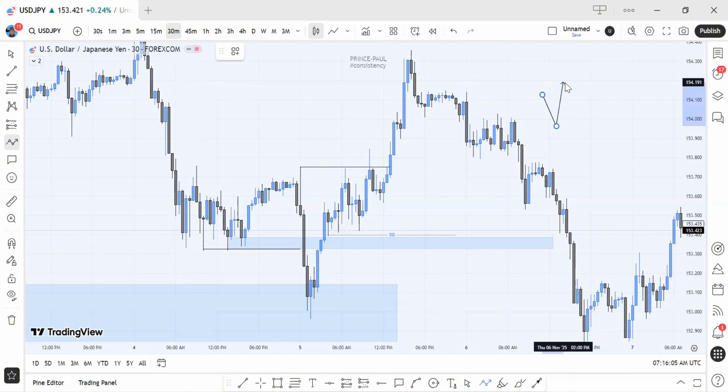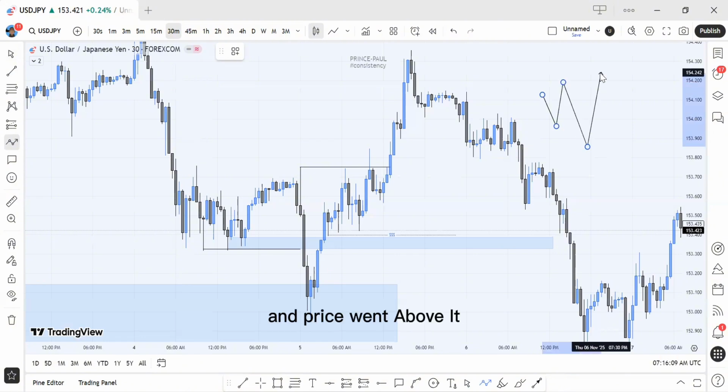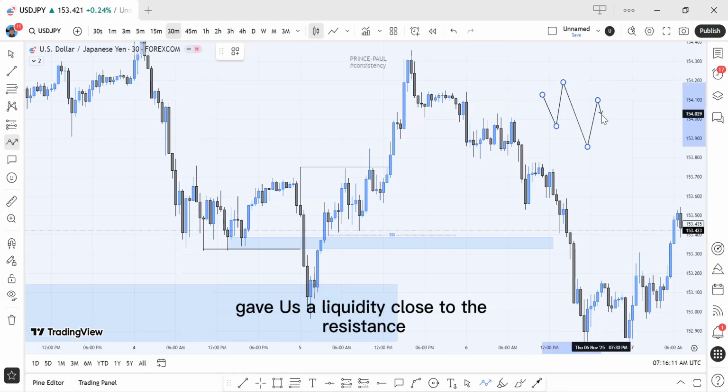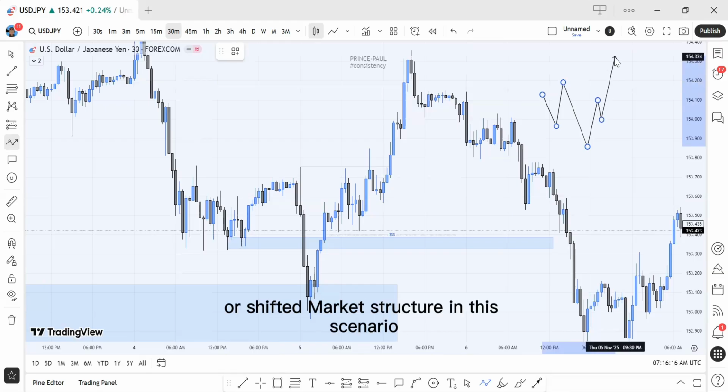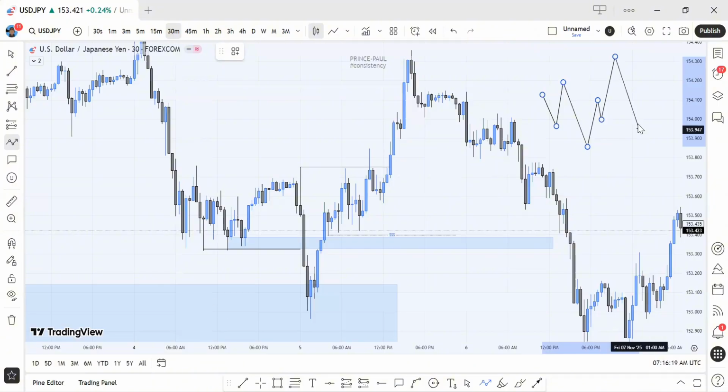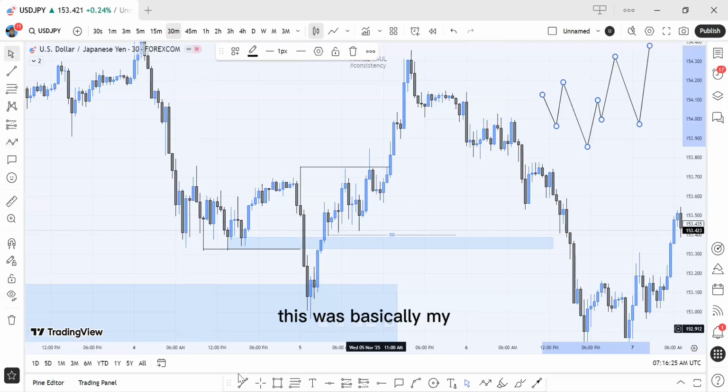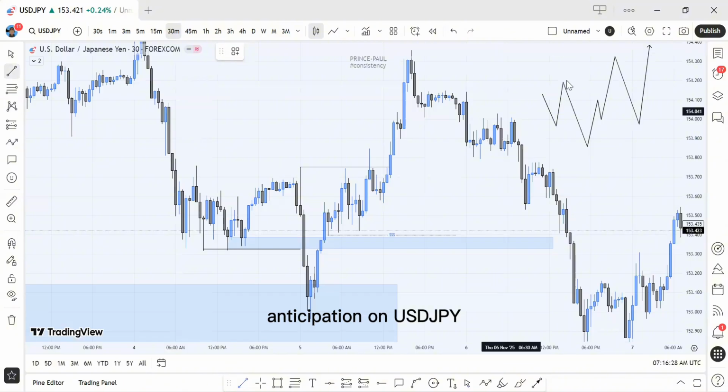We had this, then price failed this resistance, the price went above it, gave us a liquidity close to the resistance, broke structure or shifted market structure in this scenario, then I expected price to come back to that resistance, take the liquidity before the resistance, and continue to buy back up. This was basically my anticipation on USDJPY.